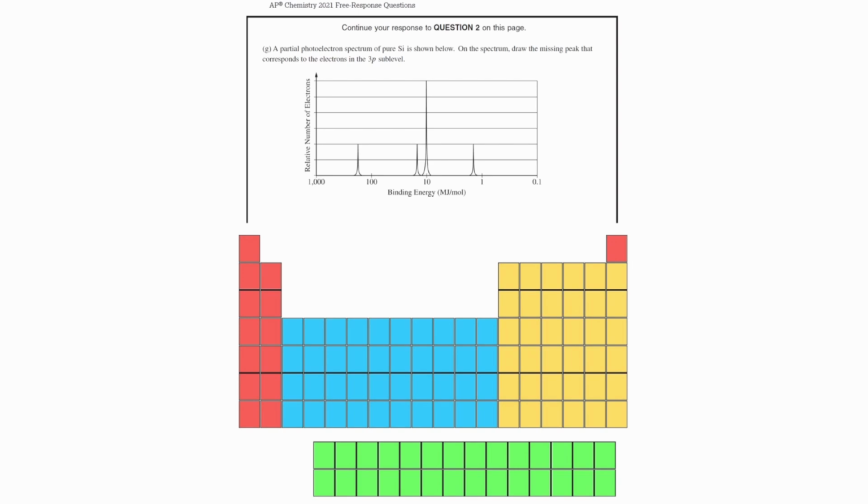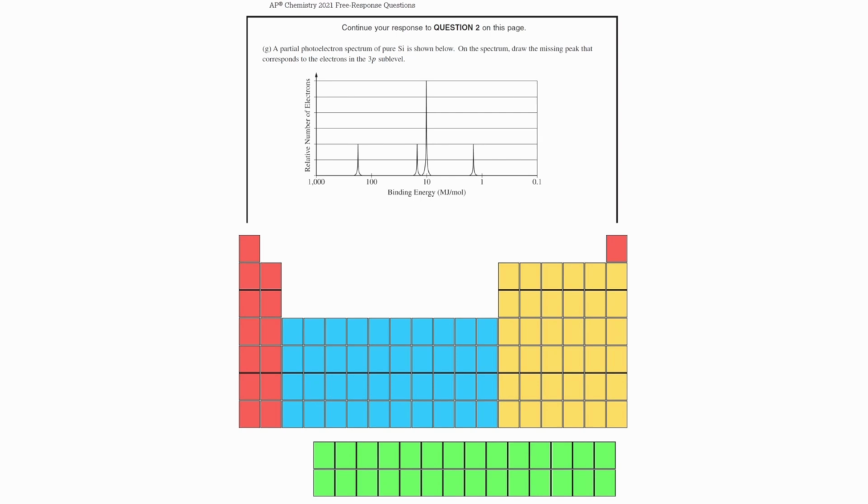Our final question comes from the 2021 AP Chemistry exam. And it's asking us to do something a little bit different. In the previous 2 questions, we were given a complete spectrum and asked to identify the element. This time, we've been given an incomplete spectrum, and we've been told which element it is, and they're asking us to put in the missing peak. The exam specifies that the peak is for the 3p sublevel. We don't have to worry about that.